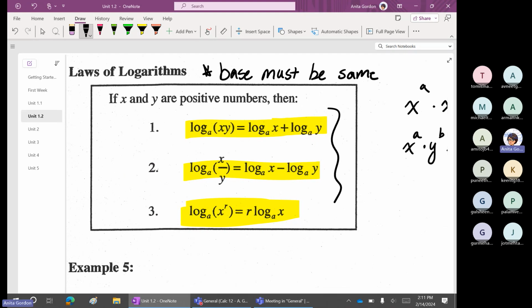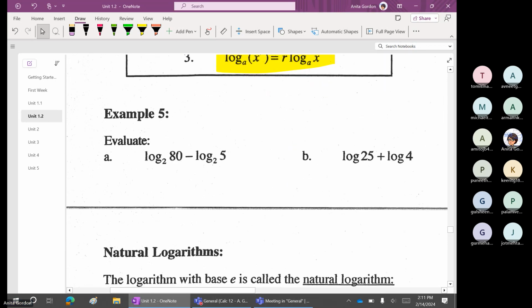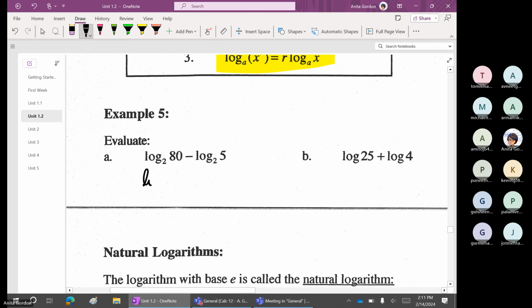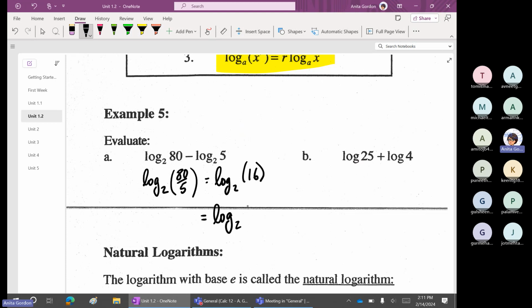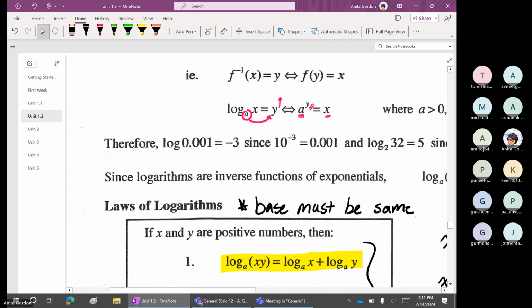All right, let's do some examples. Let's refresh our memory. Can we evaluate these? Can we simplify them? Log base 2 of 2 to the power 4. How did we get there? This is log base 2 of 2 to the power 4, and if you have the same base, the log and the base cancel.